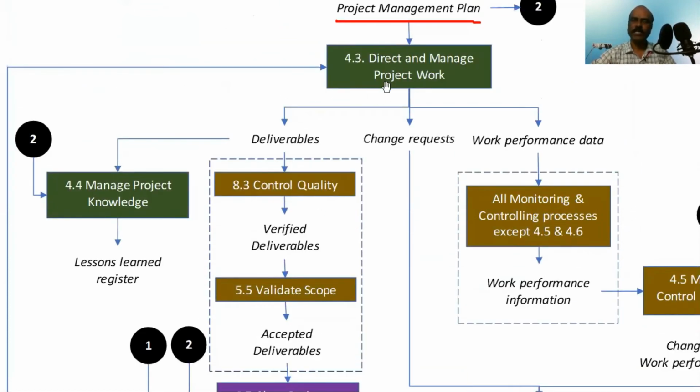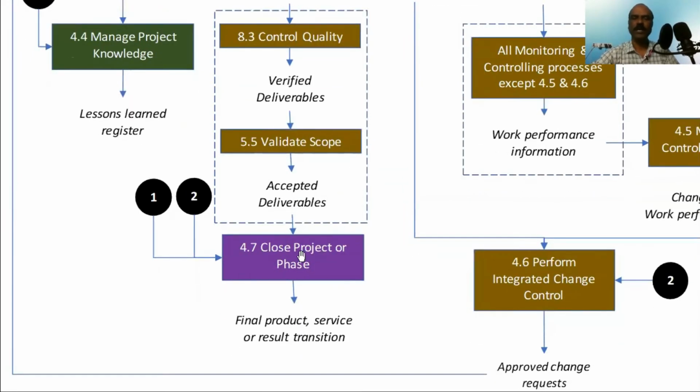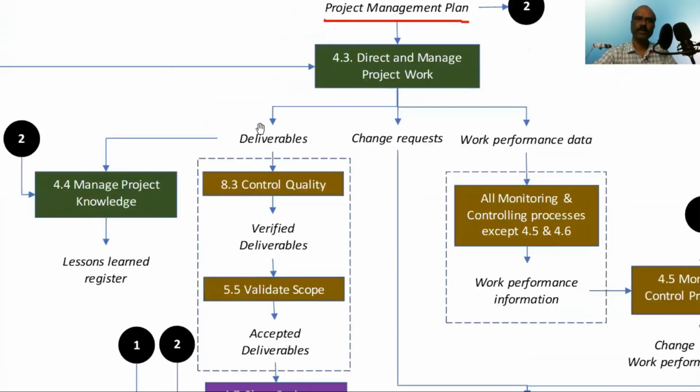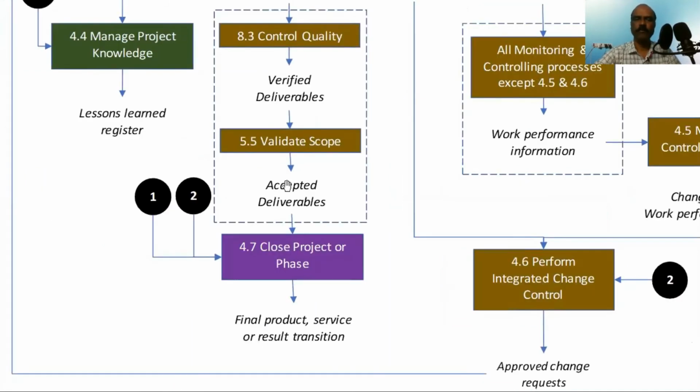4.3 is part of the integration knowledge area, whereas 8.3 is part of quality management, 5.5 is part of scope management, and again 4.7 is part of integration management. So you need to understand all these connections. They are not happening sequentially. After 4, it's not 5. After 4, you can see suddenly it jumps to 8, right? 4.3 to 8.3. 8.3 back to 5.5. 5.5 to 4.7. So it's not step 1, 2, 3, 4, 5. It will jump, right? So you need to understand this flow.